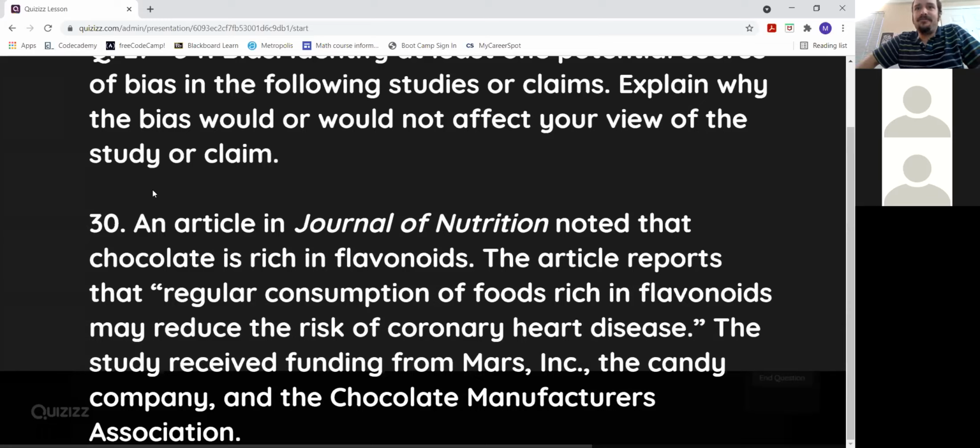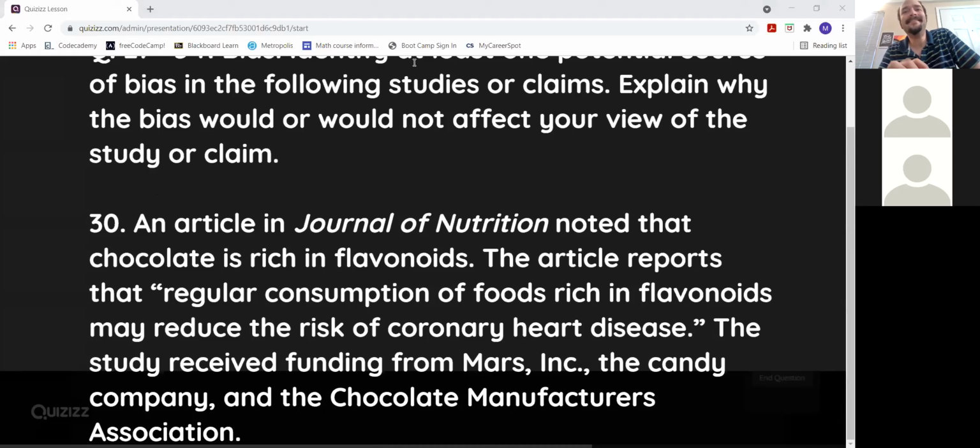An article in the Journal of Nutrition noted that chocolate is rich in flavonoids. The article reports that regular consumption of foods rich in flavonoids may reduce the risk of coronary heart disease. The study received funding from Mars Inc., the candy company, and the Chocolate Manufacturers Association. What could possibly be wrong with this one?